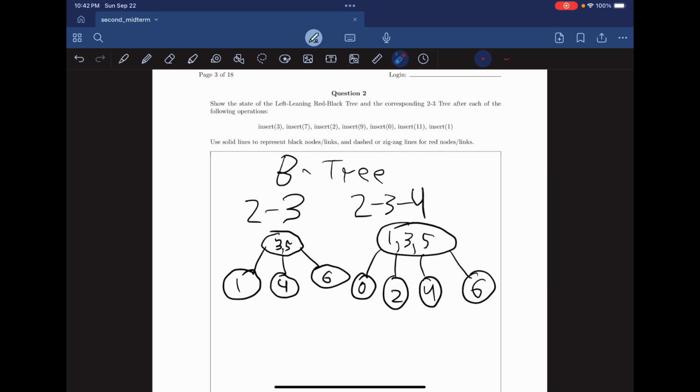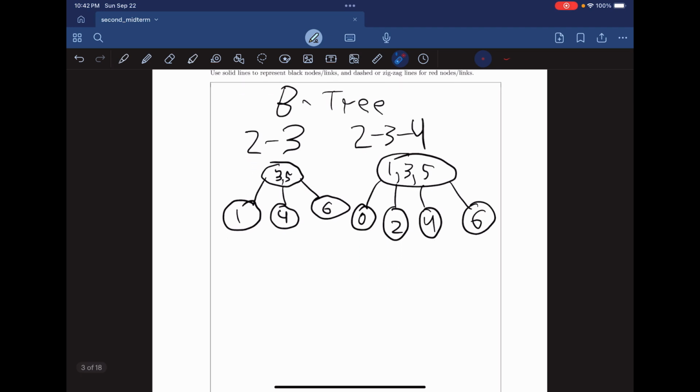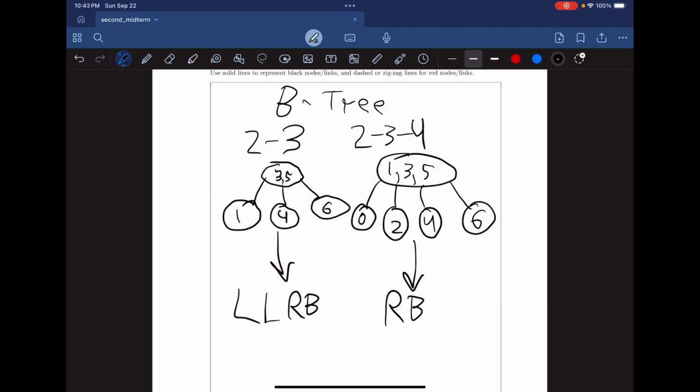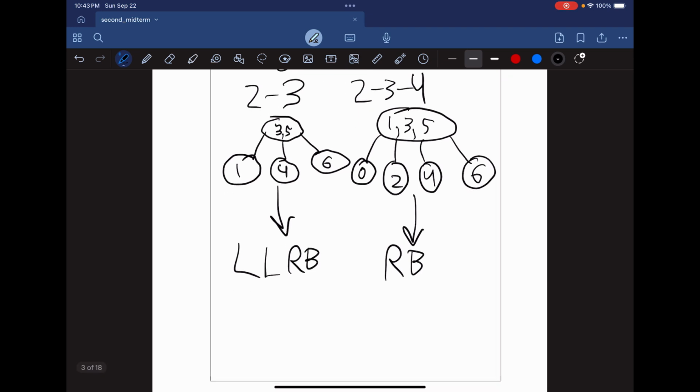And so instead of having 2-3 trees and 2-3-4 trees, we usually take this representation and we turn it into something called either a red-black tree or a left-leaning red-black tree. And the whole idea of a red-black tree and a left-leaning red-black tree is that it essentially takes the exact same 2-3 tree and 2-3-4 tree that we had before, but it turns those nodes that have more than one value per node into separate nodes.